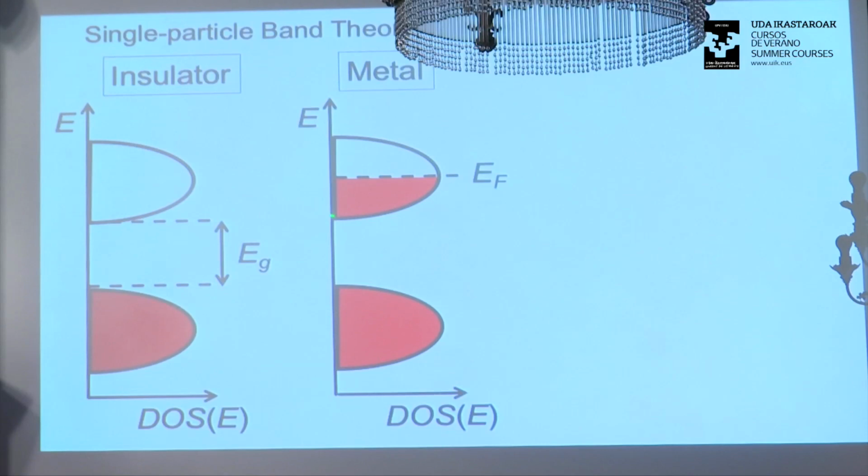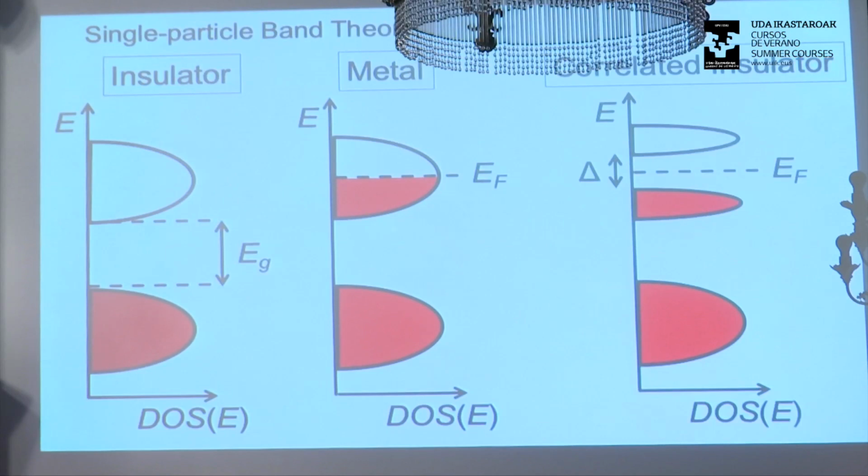Now, when you introduce correlations between your electrons, you can have more complex types of behavior. So for example, you can have a situation such as this one, where your Fermi energy is in the middle of a band, but due to electron-electron correlations, a gap opens. This band gets split into two bands. One of them is completely occupied, the other is completely empty, so it's a behavior very similar to this one, and therefore you have insulating behavior, except that this gap is not a single particle gap, but is due to interactions between your electrons.